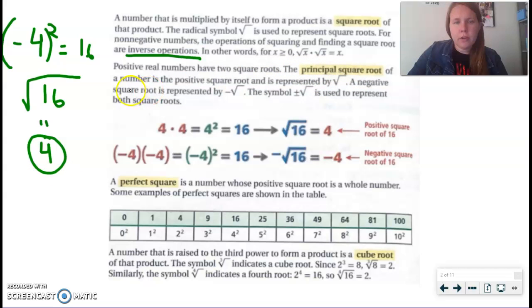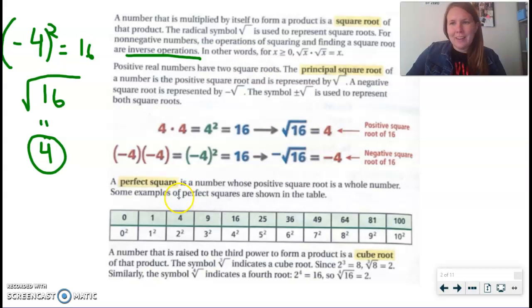It says the principal square root of a number is the positive square root and is represented by this. So if they just show you a square root symbol and 16, it's just going to be the positive version. But sometimes if they want the negative version, they'll show that symbol out in front of that square root radical sign, or they'll show both a positive and a negative. But if you wanted it to actually show a negative 4 as an answer, you'd have to keep the negative sign out of the radical symbol here.